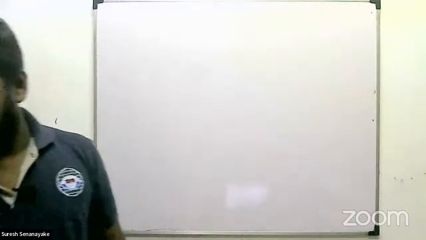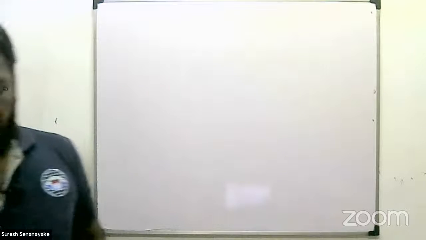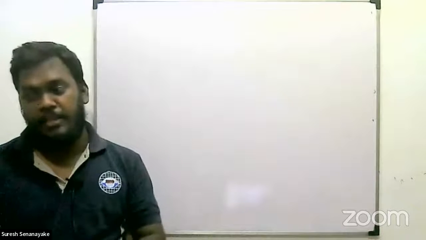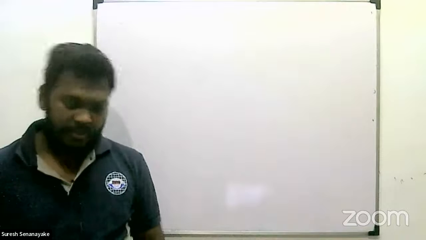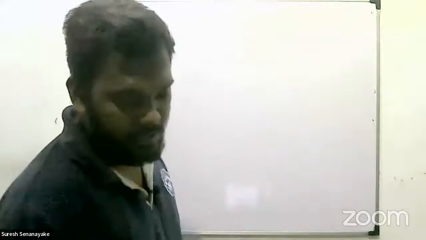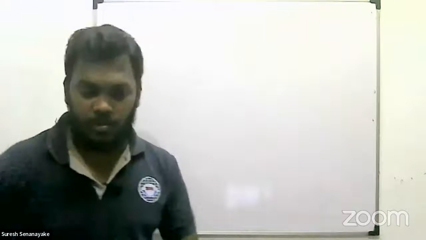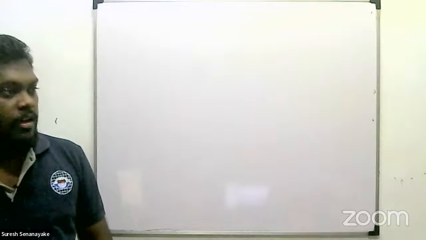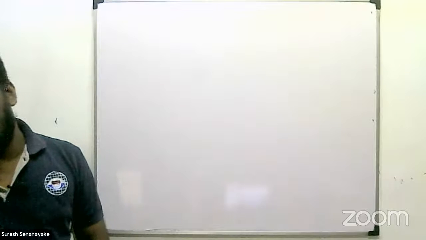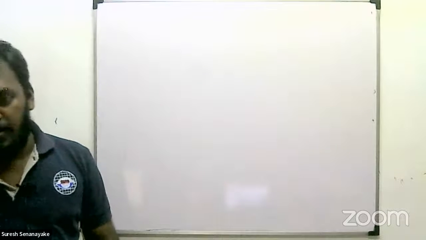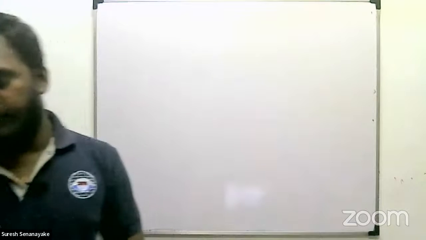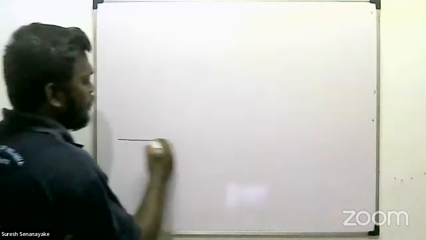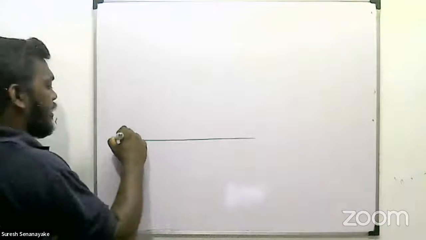Okay, I'll give you another question then, right? ABCD is a smooth track. An object of mass m is released at A.